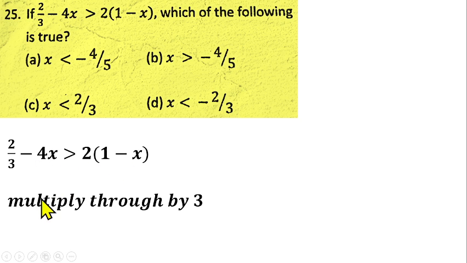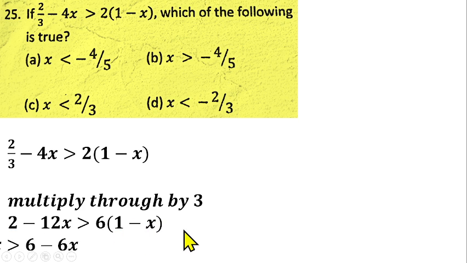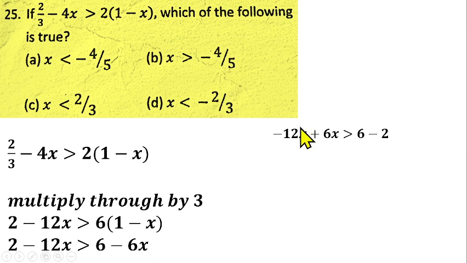If you multiply through by 3, 3 cancels 3, and you have 2 left. 3 multiplied by minus 4x gives minus 12x, greater than 3 multiplied by 2 into 1 minus x, which gives 6 into 1 minus x. Then you can open the bracket here: you have 2 minus 12x greater than 6 minus 6x. Collect like terms: minus 12x plus 6x greater than 6 minus 2, so that gives us minus 6x greater than 4. Then divide both sides by minus 6, so the inequality sign will change.